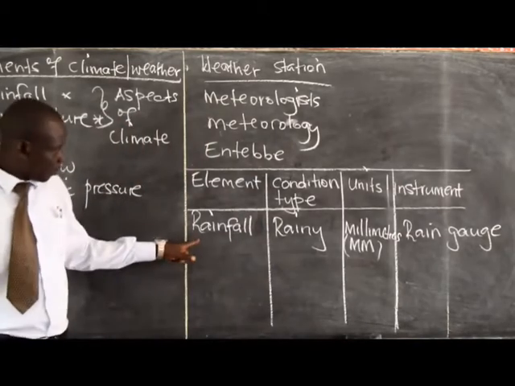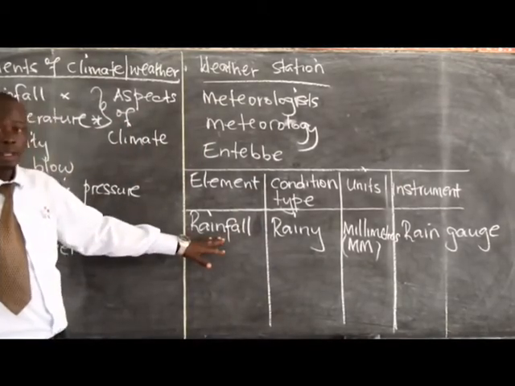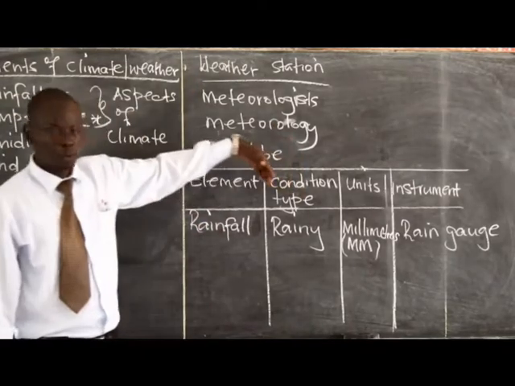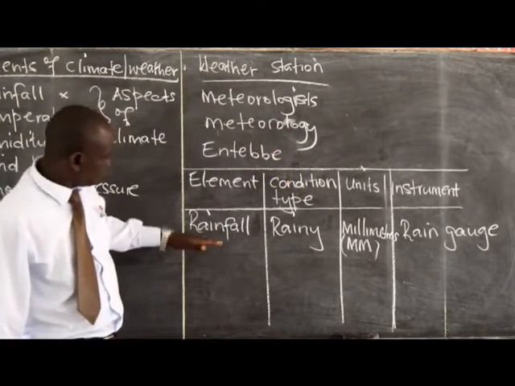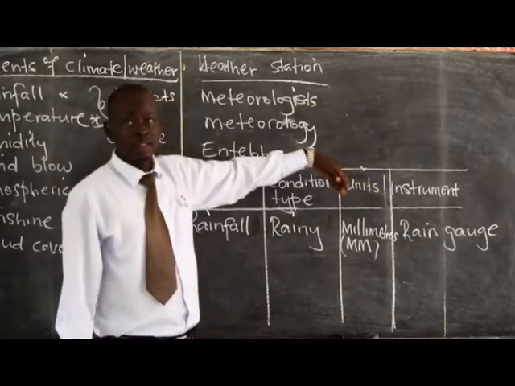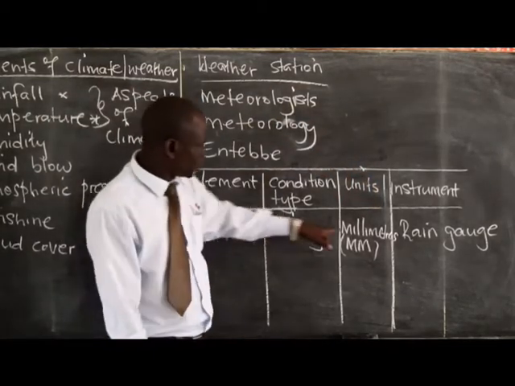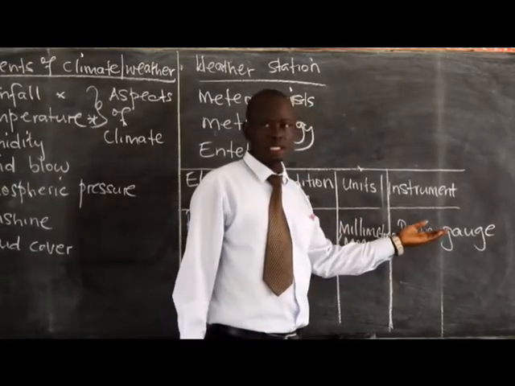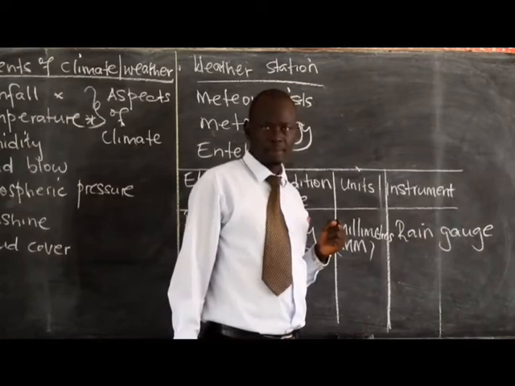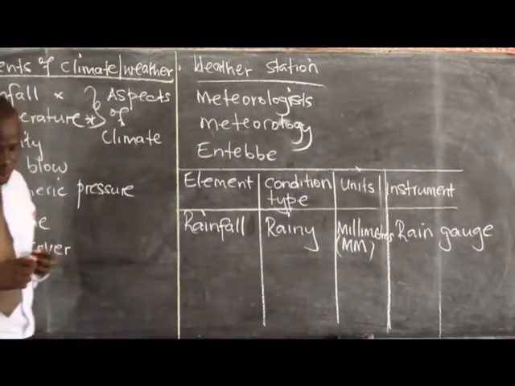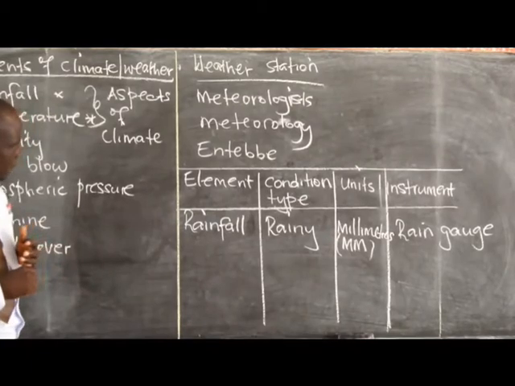So that's column number one. We have rainfall as an element. We have a type or a condition that we get from rainfall, which is raining. Now we have the units that we use for measuring rainfall, which are millimeters, and then we have the weather instrument, which is a rain gauge. Are we together, learners?